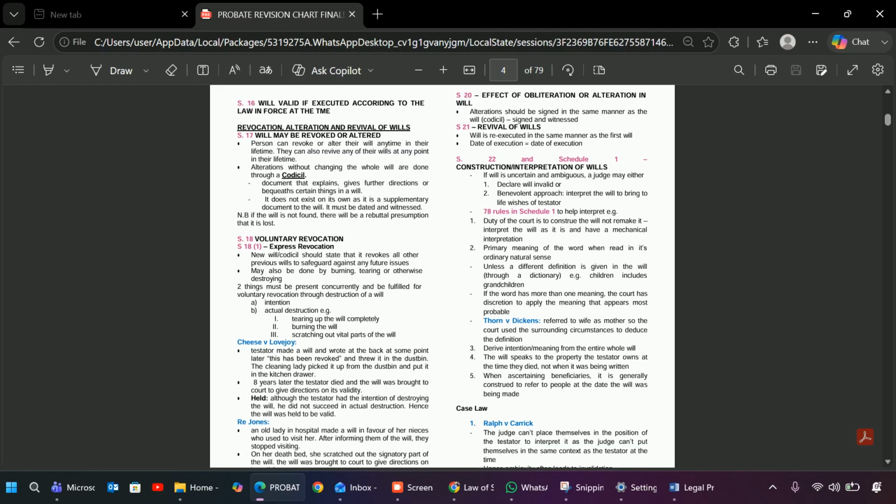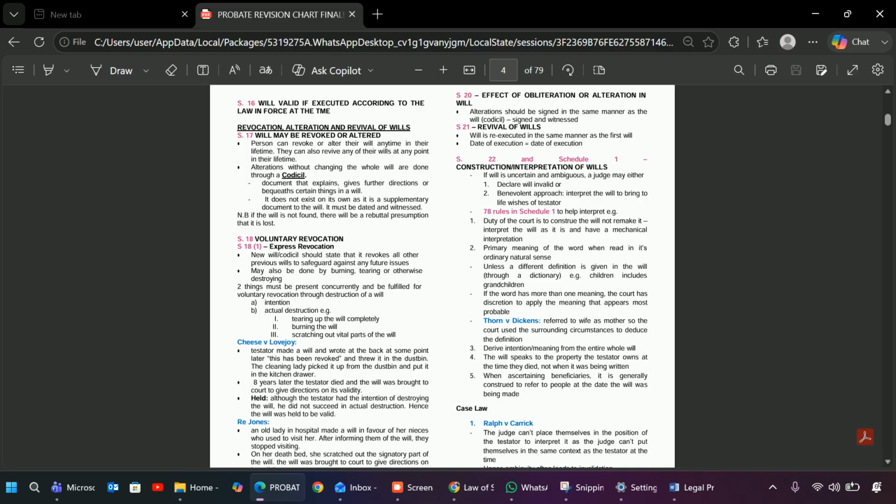Then you have section 22, as read together with schedule 1 of the Act, where we have construction and interpretation of wills. If a will is uncertain and ambiguous, a judge may either declare the will invalid or take a benevolent approach. This is why you interpret the will to bring to life the wishes of the testator. Because the Probate and Administration Rule 78 in Schedule 1 helps the court to interpret a will.